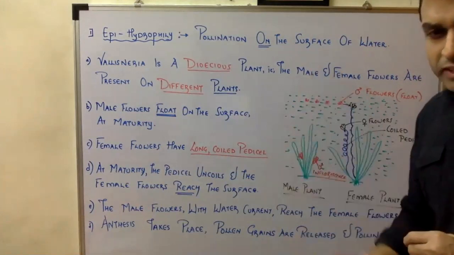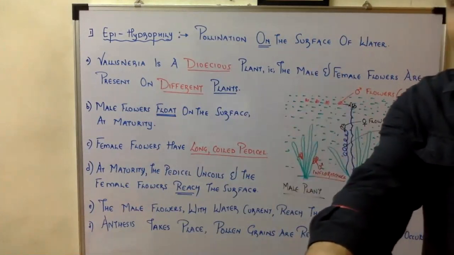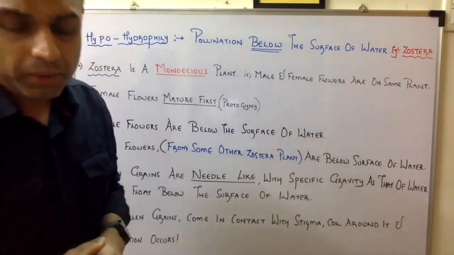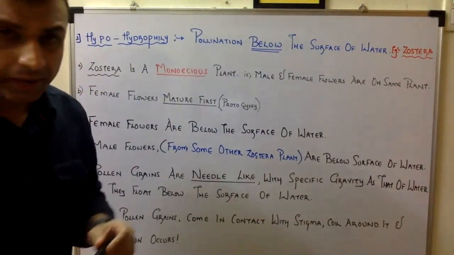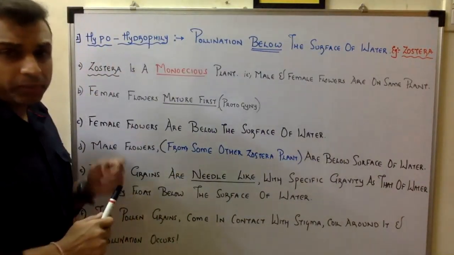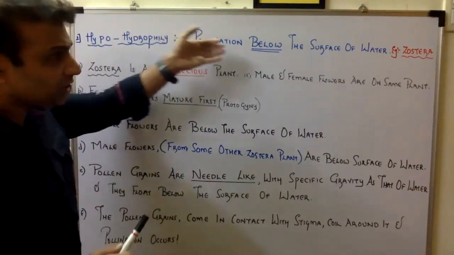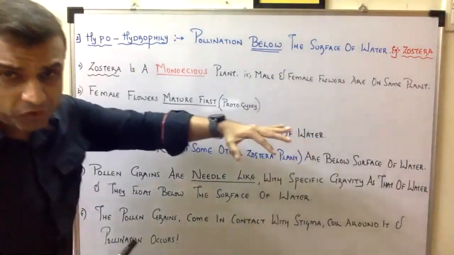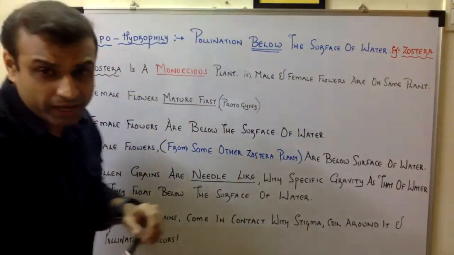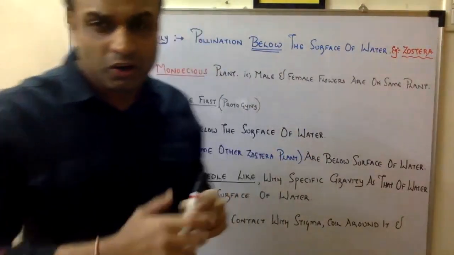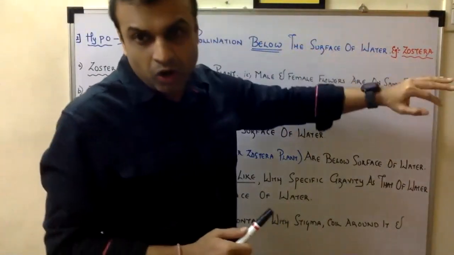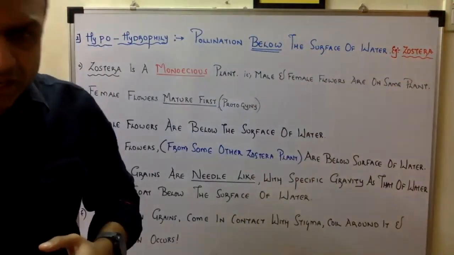Okay, now let's talk about hypohydrophily. Now when we talk about hypohydrophily, okay, as the name goes, hypo means below, okay, and hydro means water. So when pollination occurs below the surface of water, you can use the word hypohydrophily. Okay, and the best example of that is Zoostera, or you can also call it as marine angiosperm.